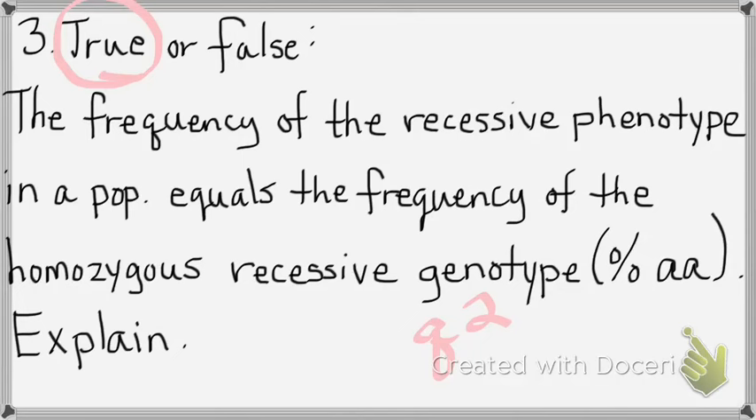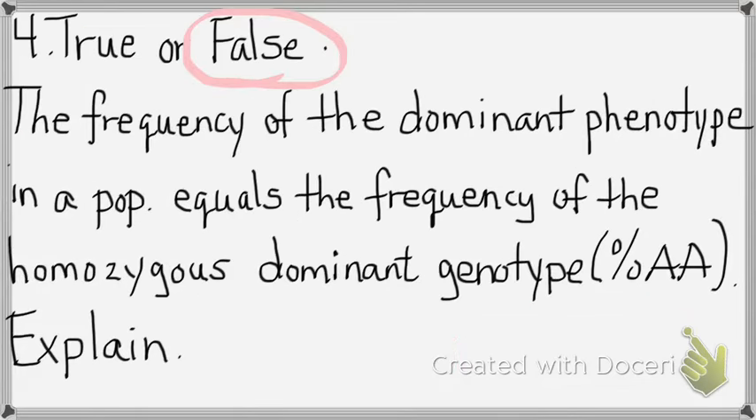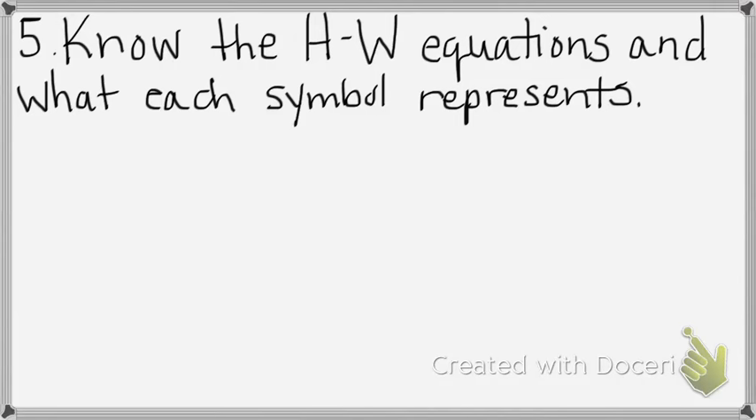Because if you count somebody as being recessive, they are little a. That is true. Everybody follow with me. If you count somebody as being dominant, they don't have to be big A, right? They maybe are not. But if you count somebody as recessive, they have to be little a. They have to be. Good.